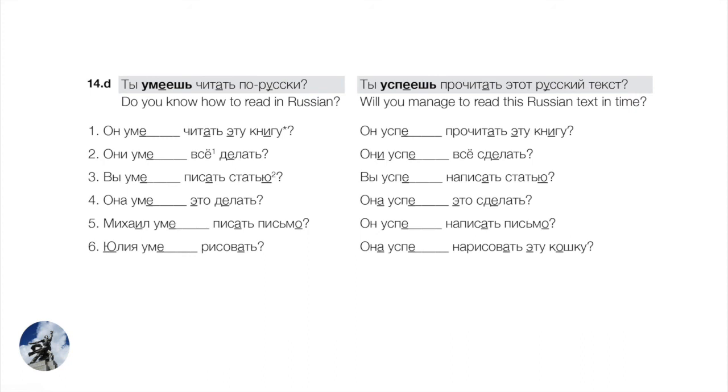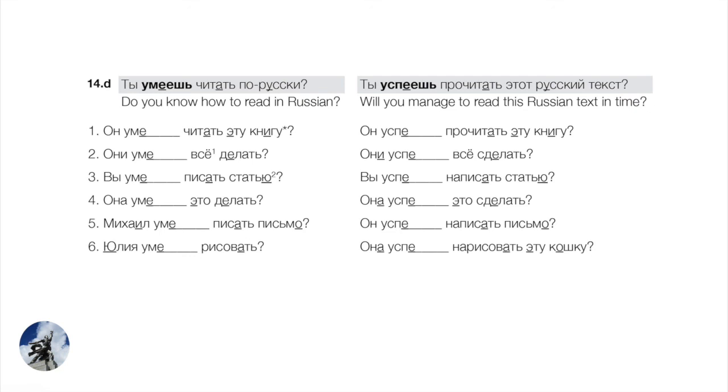Number five, does Mikhail know how to write a letter? Mikhail умеет писать письмо. Will he manage to get the letter written in time? Он успеет написать письмо. Number six, does Yulia know how to draw? Yulia умеет рисовать. Will she manage to draw this cat in time?